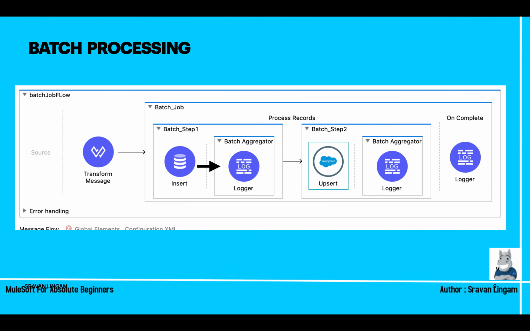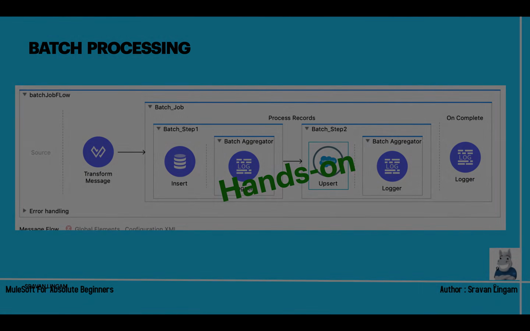Now if you have another batch step, the input for batch step 2 is always the output of batch step 1. It is not the output of transfer message. Batch step 2 input is always batch step 1. Next it will do the same processing. And when all the batches are done, then it will go to the on-complete phase, and the payload value of the on-complete phase is always the statistics. Okay, let's do some hands on.